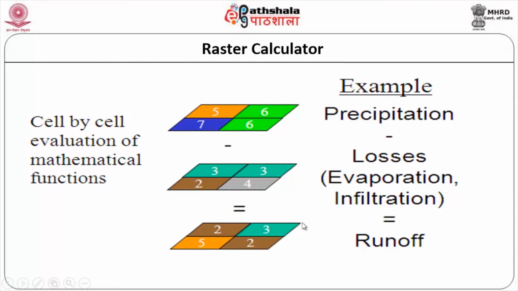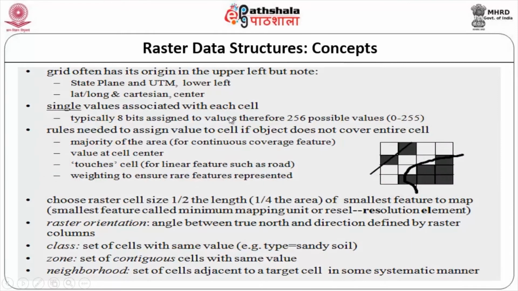Like this, every cell, corresponding to its location and position, will either add, subtract or multiply, whatever application you have, and automatically give the output. So, that is about a raster calculator. Now we talk about the data structures and basic concepts. I was telling you about the grid.